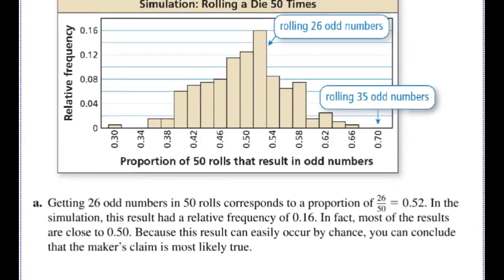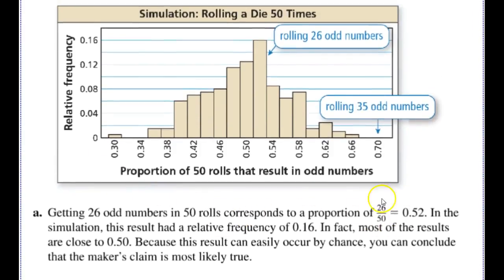Getting 26 odd numbers in 50 corresponds to my proportion of 26 over 50, which is 0.52. In this simulation, this result had a relative frequency of 0.16, right? So here's my 0.52, and here's my relative frequency. In most cases, most of my results were close to 0.5, as I can see because they're closer to the middle of my graph. Because this result can occur by chance, I can conclude that this could be true. So the claim that the makers made was likely true because it is pretty clear.